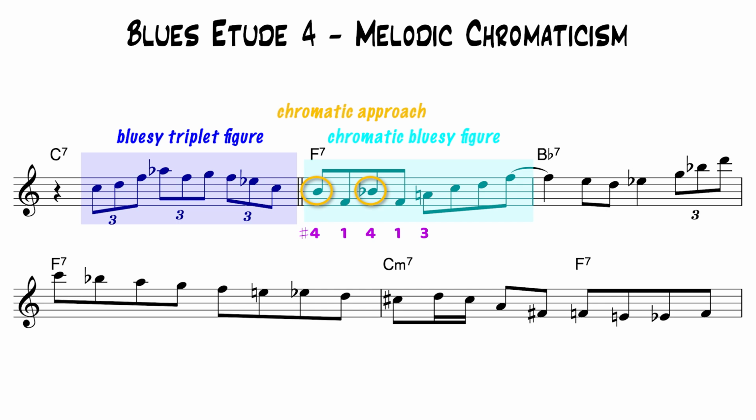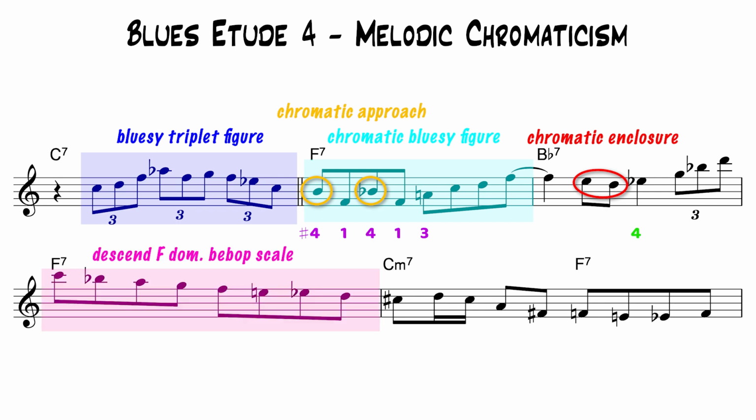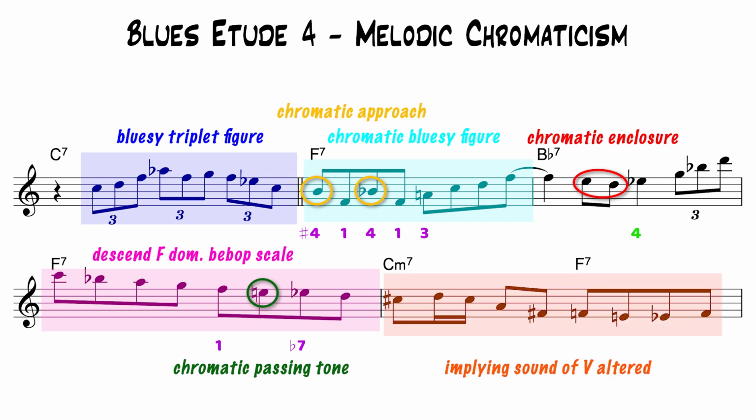In the next measure, we got a nice chromatic enclosure around this fourth. And when we return to the F7 here, we go down the F dominant bebop scale with a chromatic passing tone between the root and the flat 7. And now for this quick 2-5, we're really implying the sound of 5 altered. How it's done here is by going up a half step from the root of F7 to the F sharp and thinking F sharp minor. When we go down, we voice lead to the F and simply play an F dominant bebop figure that chromatically approaches the flat 7th and returns to the F.